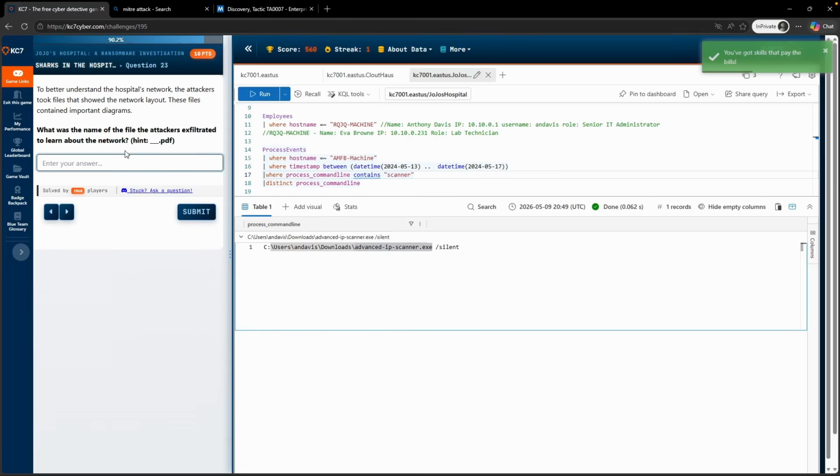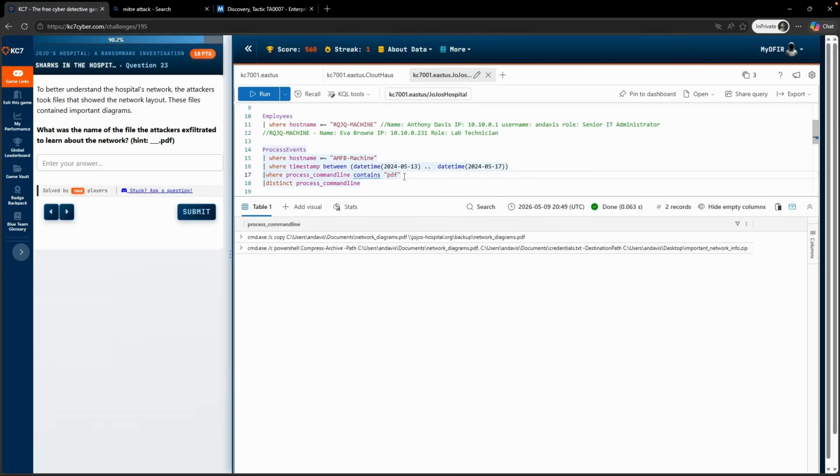Let's go. What was the name of the file the attacker exfiltrated to learn about the network? It is a PDF. Well, replace scanner with PDF. Do we have anything? And it looks like we do. So the first entry, we have a cmd.exe. They're copying the network diagrams PDF and putting it over to the network share of JoJo Hospital under the directory of backup and naming it the same name. But there's no signs of exfiltration. That's just copying.